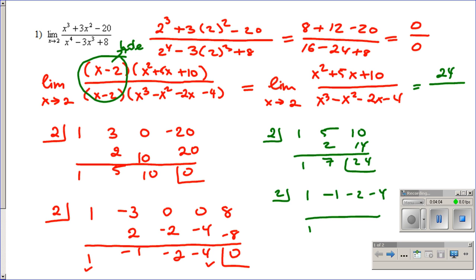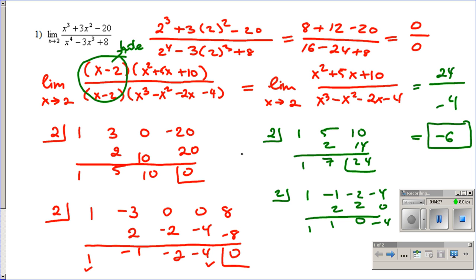And I get 1, 2, 1, 2, 0, minus 4. So that I actually have a numeric answer for the limit. So 24 divided by negative 4 will give me negative 6 as my answer. And that's it. So I guess the key here is to remember that you have to use substitution to get an idea of what kind of limit it is.